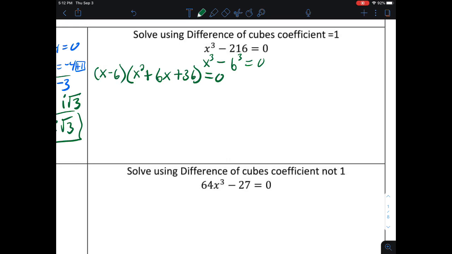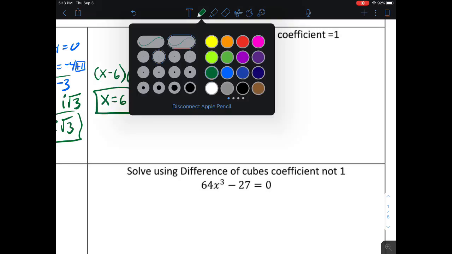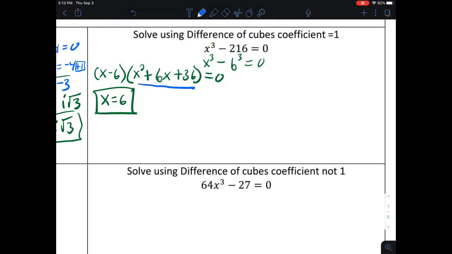And so we get our first answer of x is equal to 6. And that second factor, the trinomial, that is always non-factorable. You'll never be able to factor that one. So we're going to work to solve it. I'm just going to solve it by completing the square because I feel like it's the fastest one to do.